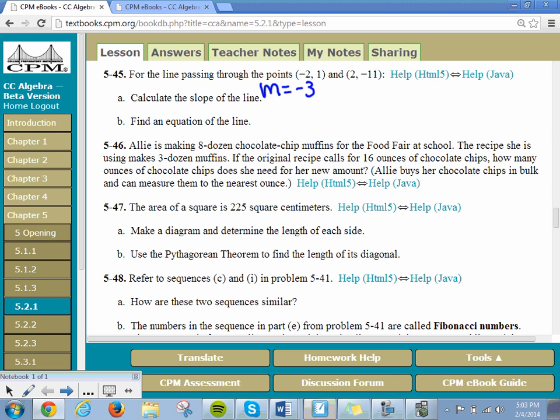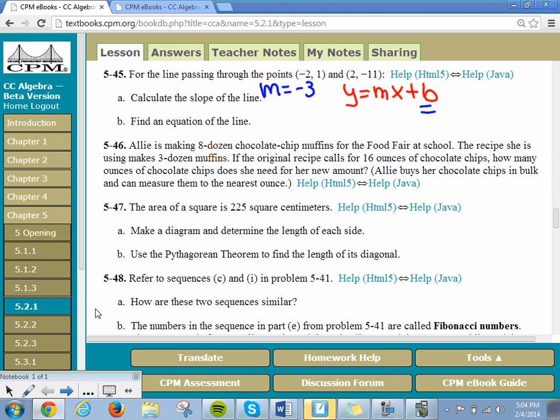Then in part B, it wants us to find the equation of the line. So for that, we have to think back to our really important equation. It's called y equals mx plus b. So what we're going to need to do is we know a point, we know an m and we know our x and y, and we know our slope because we just solved for it in part A, which was -3. So really what we're interested in finding is we need to know what b is.